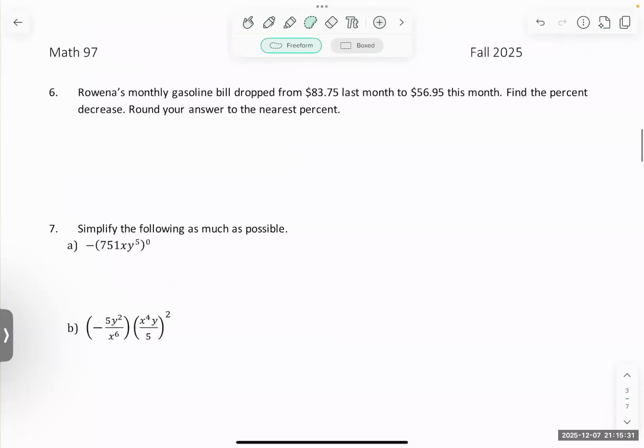Rowena's monthly gasoline bill dropped from $83.75 last month to $56.95 this month. Find the percent decrease.